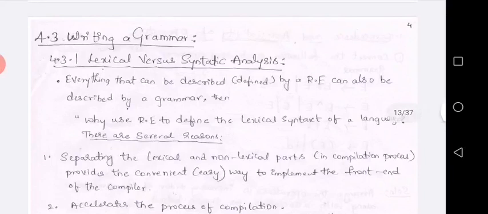Now we need to go for a comparison, lexical versus syntactic analysis. After all, we have the context-free grammar, the advanced version for a programming language. After having this, we still go for the regular expression. Why do we need to go for the regular expression? Regarding that, we have an explanation here. So the first subtopic will be lexical versus syntactic analysis.